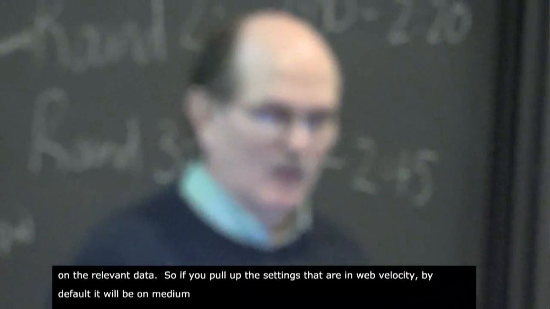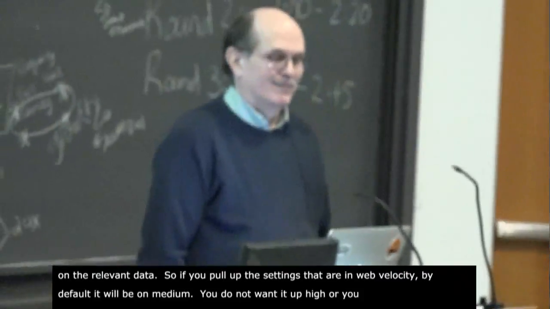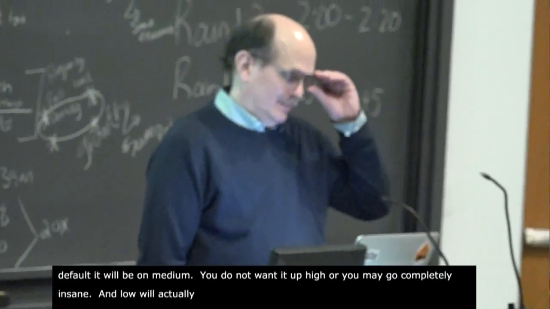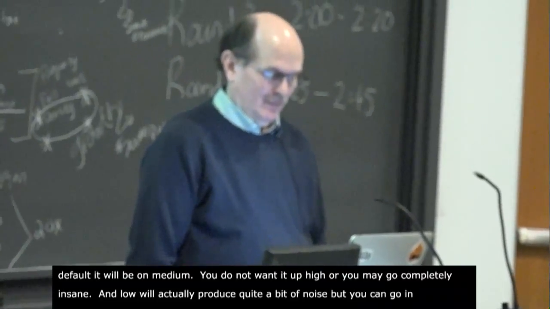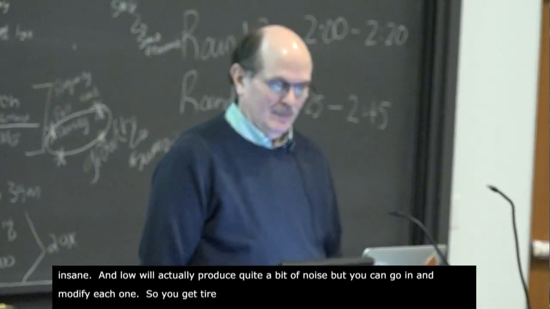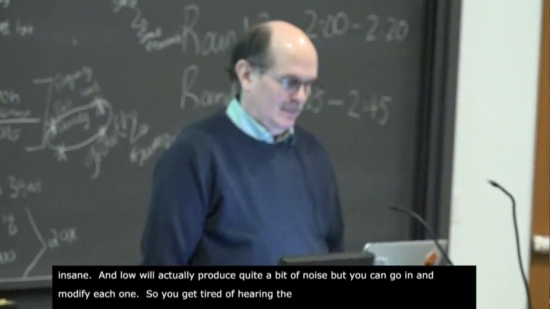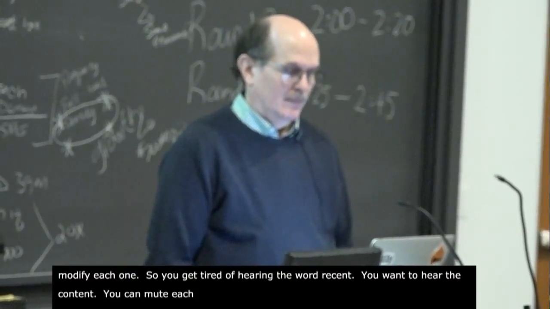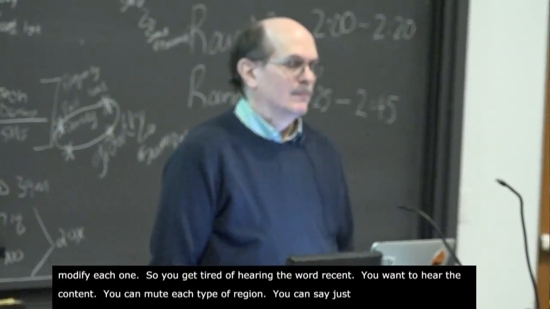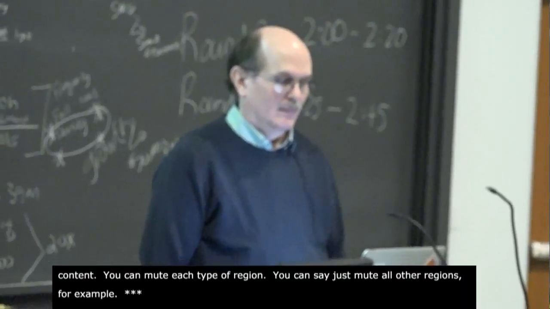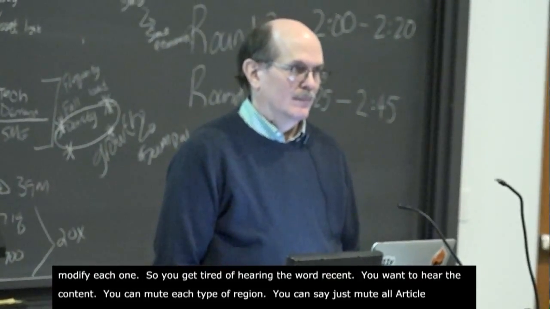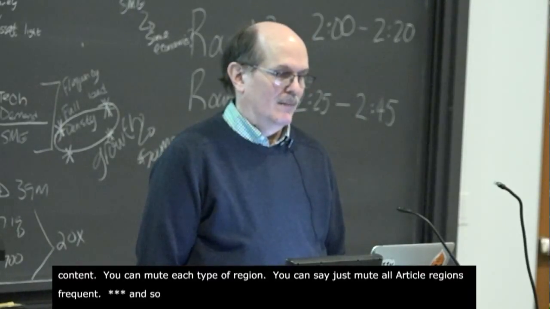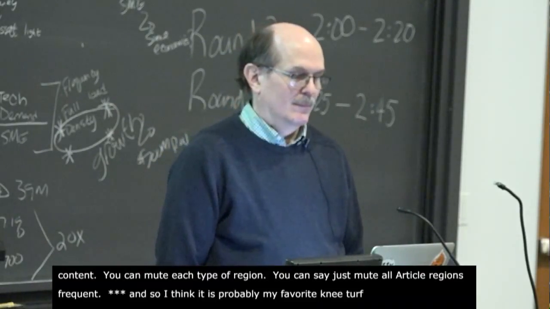You do not want it on high or you may go completely insane. And low will actually reduce quite a bit of noise, but you can also go in and modify each one. So if you get tired of hearing the word region when you get to regions and you just want to hear the content, you can mute each type of region. You could say just mute all article regions, for example, which websites like CNN.com, where they have 38 article regions, get very noisy and cumbersome.